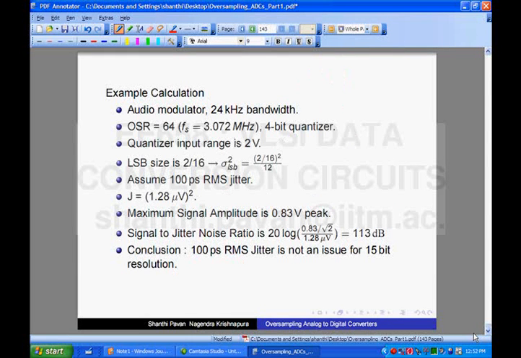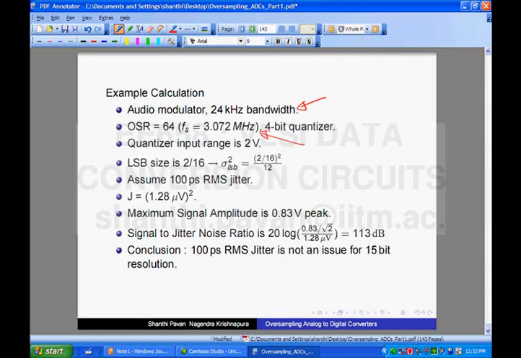So we can do an example calculation. Let's say we have an audio modulator. The bandwidth desired is 24 kilohertz. Assume a 4-bit quantizer. Oversampling ratio of 64. So this results in a sampling rate of about 3 megahertz. Let's assume that the quantizer input range is 2 volts.